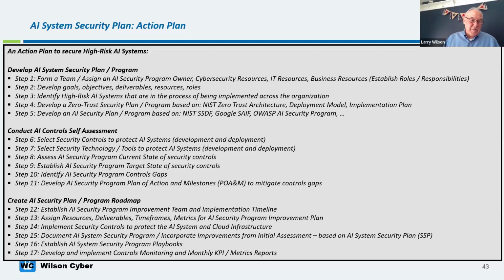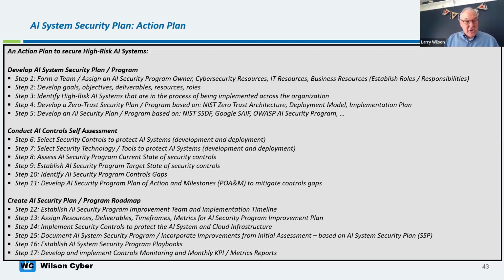Make sure you have a zero trust plan and program in place as well as an AI security plan. And again, I've labeled a few of these different control standards: NIST Secure Software Development Framework; Google Secure AI Framework; OWASP, et cetera, which we talked about briefly. We want to conduct a control self-assessment to protect the system, both in development and in deployment. Select the security tools and technology to protect those systems, again, in development and deployment.